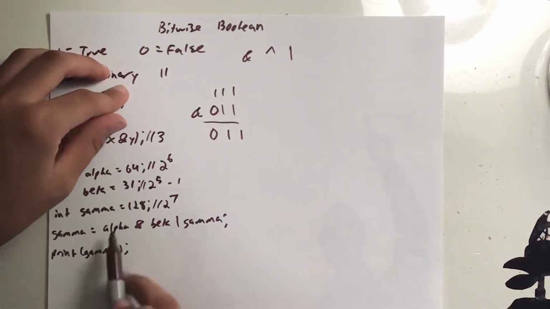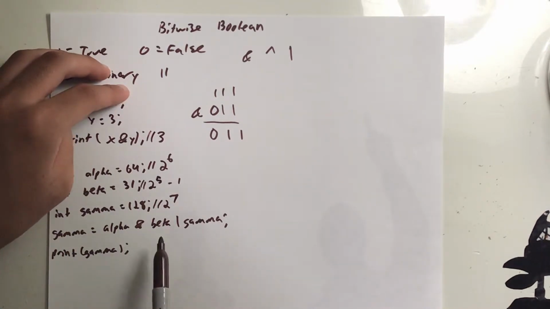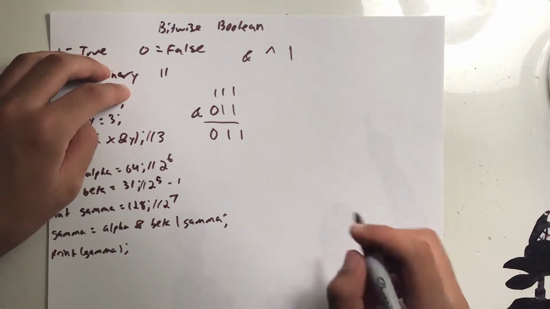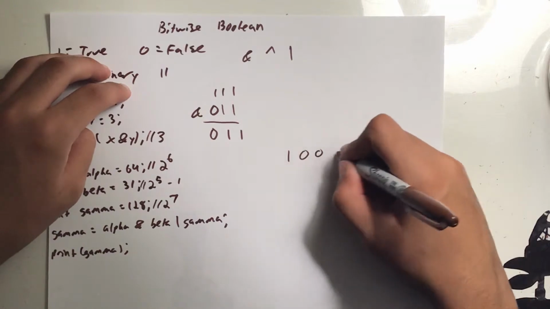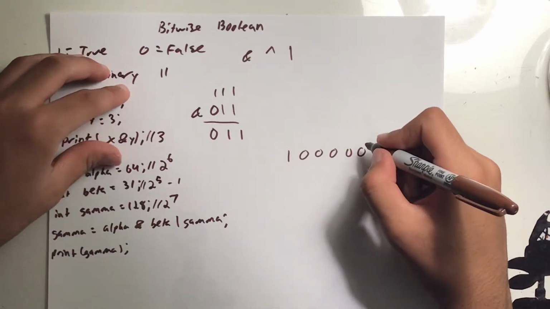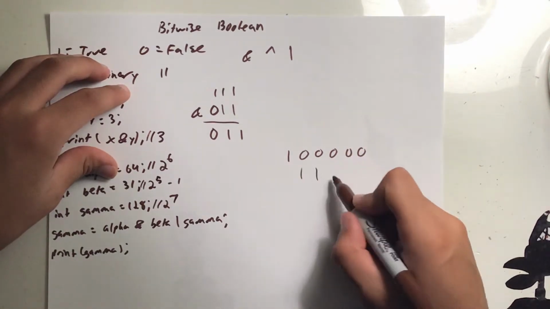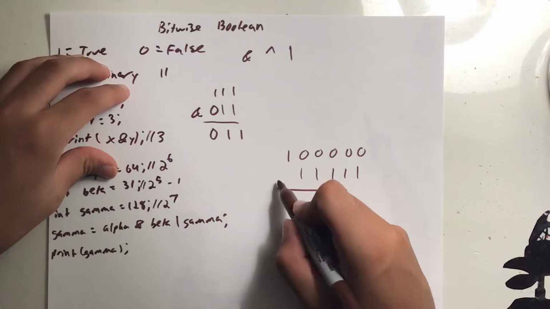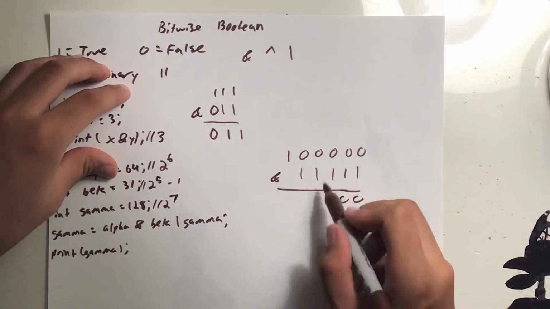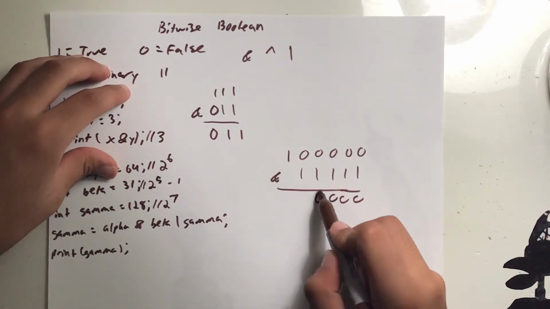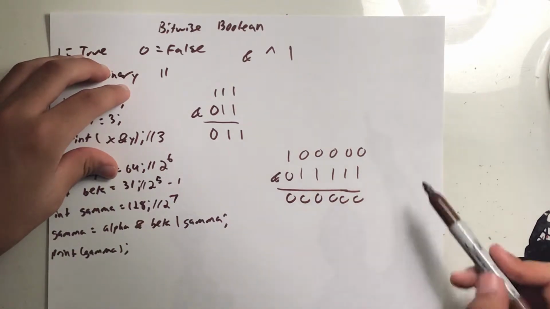Well, actually, let's evaluate this. We have alpha and beta or gamma. Which one do you do first? You do AND first. So it's alpha and beta. For alpha, it's going to be 1 followed by 5 zeros. 1, 2, 3, 4, 5. And for beta, it's going to be 5 1s. 1, 2, 3, 4, 5. And we're ANDing that. So false, false, false, false, false, and false. So alpha and beta give you false.